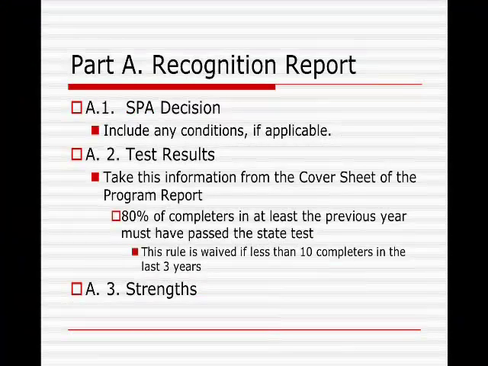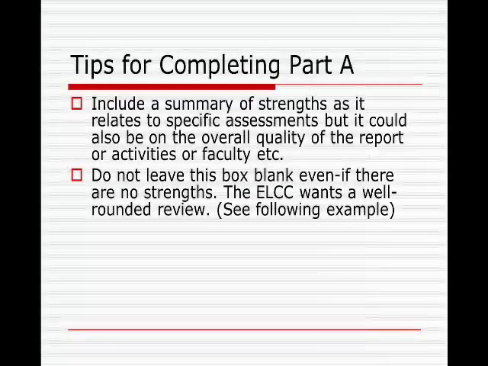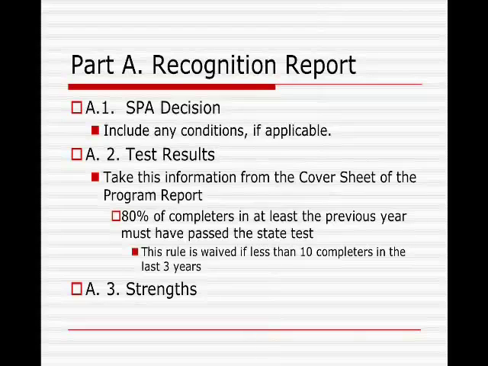This is part A of the program report template, and this is the team report that you write. Part A has everything to do with the SPA decision, the test results, and strengths. I have included a tip on this part. The ELCC really likes strengths. We like a well-rounded report. When you write a report, we don't want it to be just weaknesses or just strengths. We want you to write both the strengths and the areas of weakness.